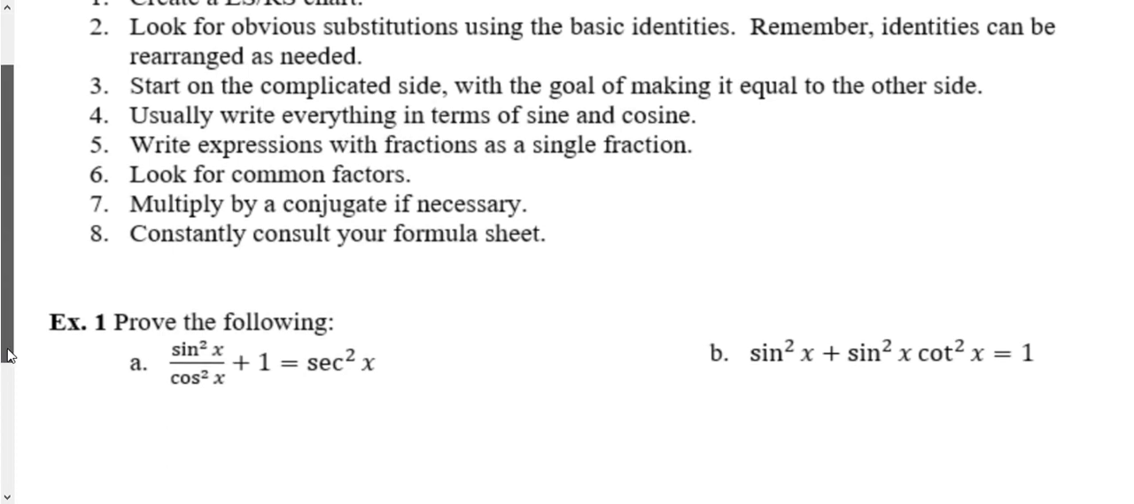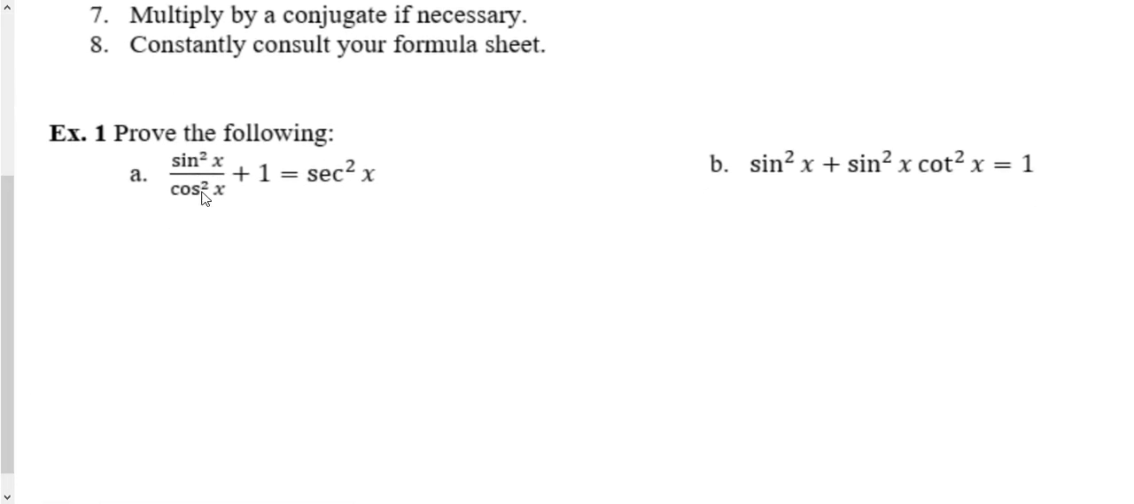So, example 1. Prove the following. We have sine squared x divided by cos squared x, plus 1, and we want it to equal secant squared x. So here, can I rewrite this somehow? Well, I know that sine divided by cos is the same thing as tangent. So if I rewrote this in terms of tangent, let's see if that helps me. Here I have tangent squared x plus 1, because we haven't touched that 1 yet, is equal to secant squared x. I'm going to consult my formula sheet here. I'm looking for something that says tan squared x plus 1. In fact, there is something. It's about a third of the way down on the right hand side of your formula sheet.